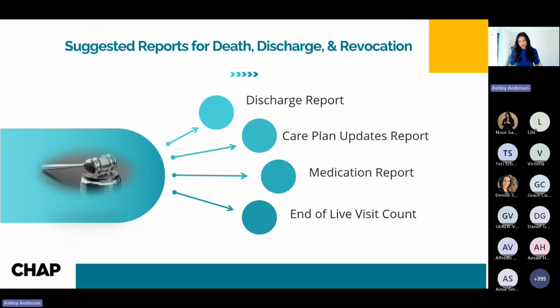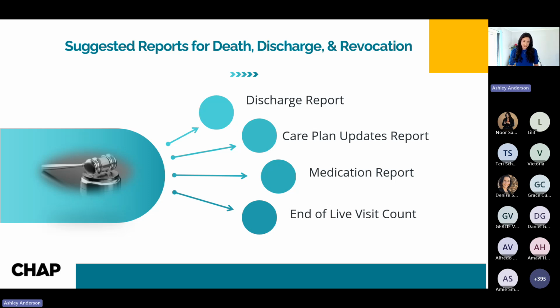Okay. And now we want to talk about death and discharge. So death, discharge, revocation. As far as a deficiency, number one, if a patient revokes the election of hospice care or is discharged from a hospice, you want to make sure that you're forwarding a copy of the discharge summary to the attending physician. And of course, that's if they elect one, just so they know.